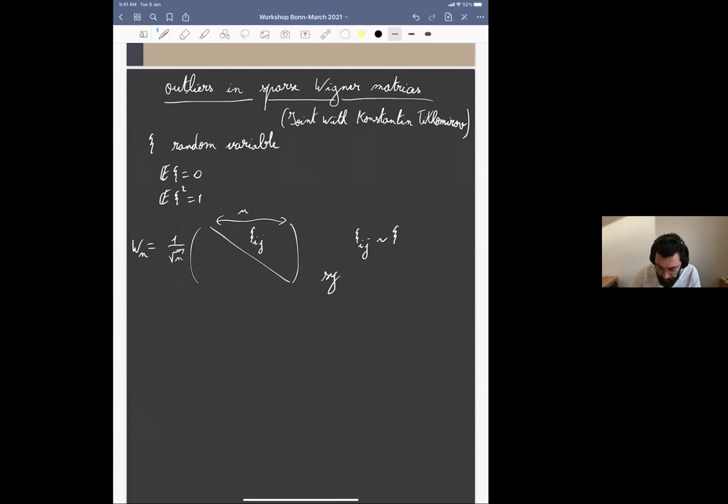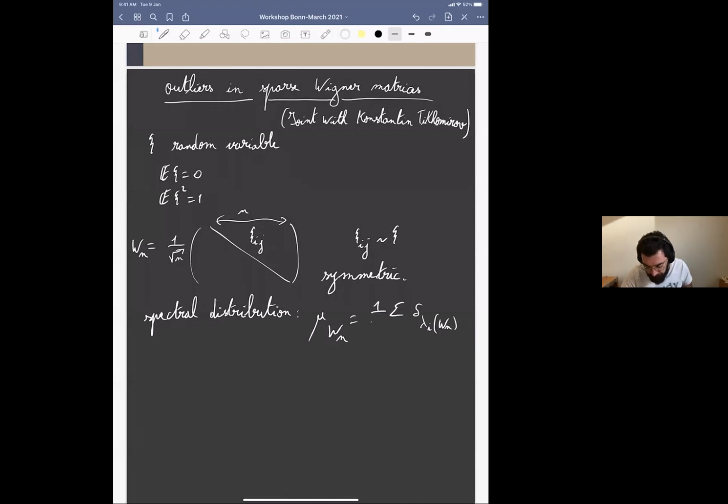So this Wn is symmetric. And one of the most basic questions is how does the spectrum of this matrix look like? So how would we study the spectrum? We associate to this random matrix a random measure, which is called the spectral distribution. What you do is you define a measure mu Wn as being just the counting measure on eigenvalues. So you take the sum of the Diracs at the eigenvalues of Wn, and you take the average. What this measure does is just count the proportion of eigenvalues which land in a particular interval. So mu Wn of some interval I is just equal to the proportion of eigenvalues which land into I.